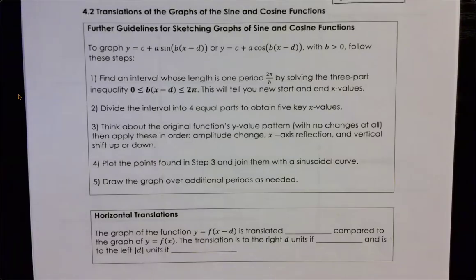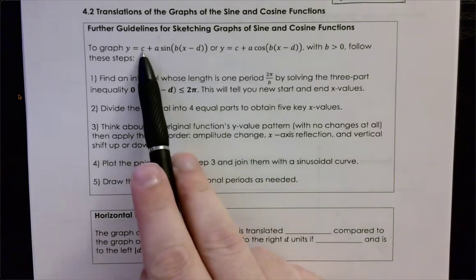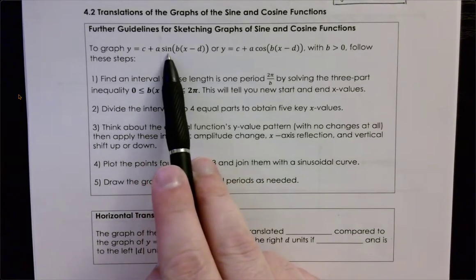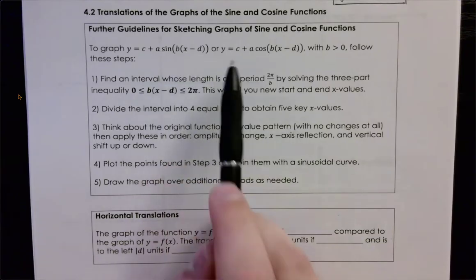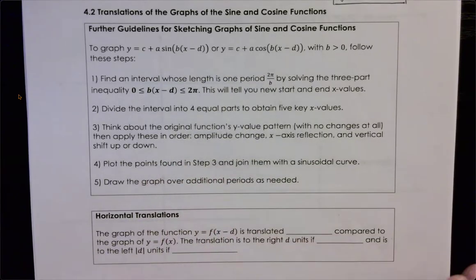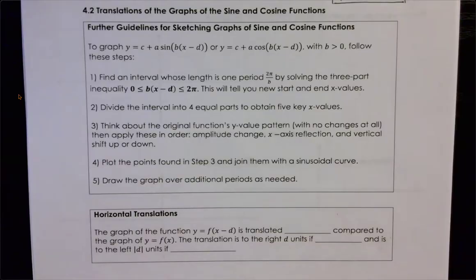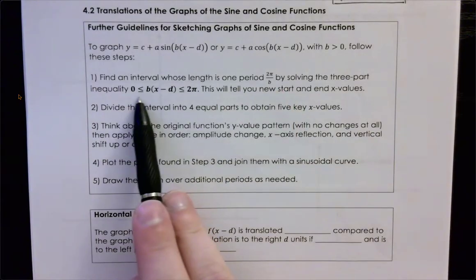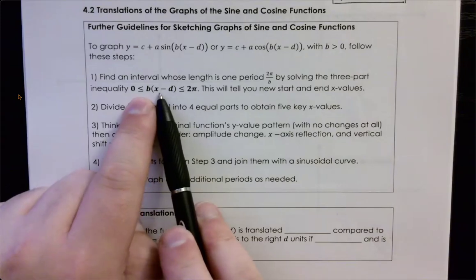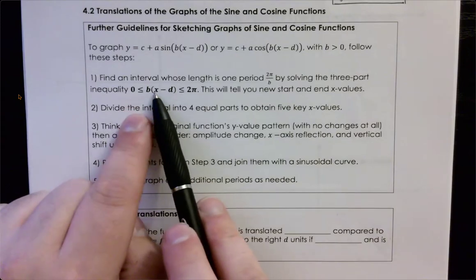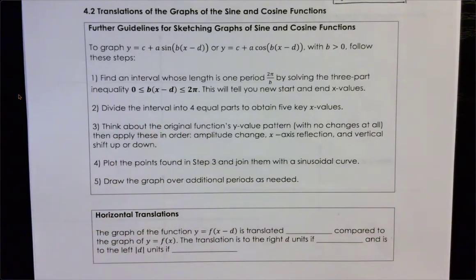All right, section 4.2 is translations of sine and cosine. So if we are graphing y equals c plus a sine of b times x minus d, or the cosine one, we are going to find an interval whose length is 1 period, 2 pi over b, by solving this three-part inequality. Now, when you're doing this, it doesn't matter if the b is factored out or if this b is multiplied through. You're still going to get the same result.